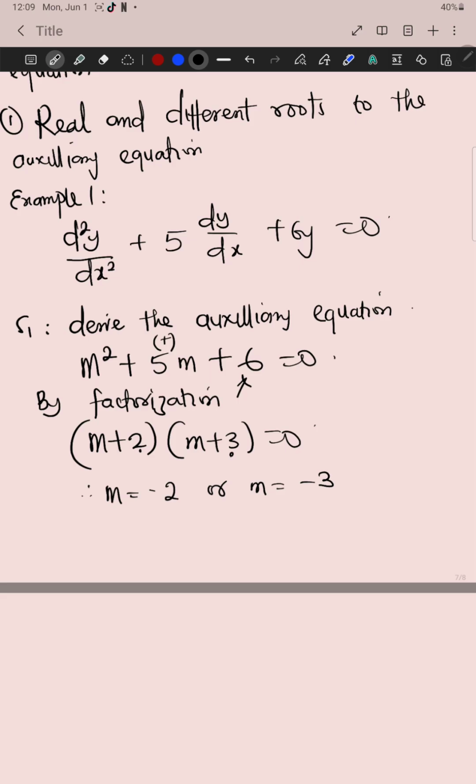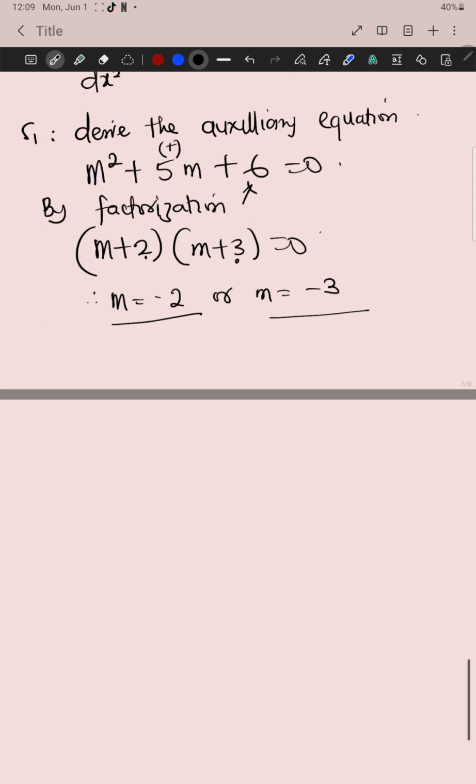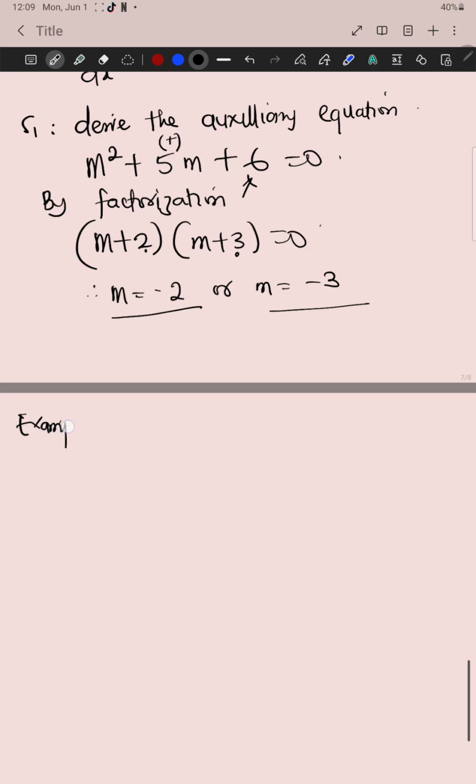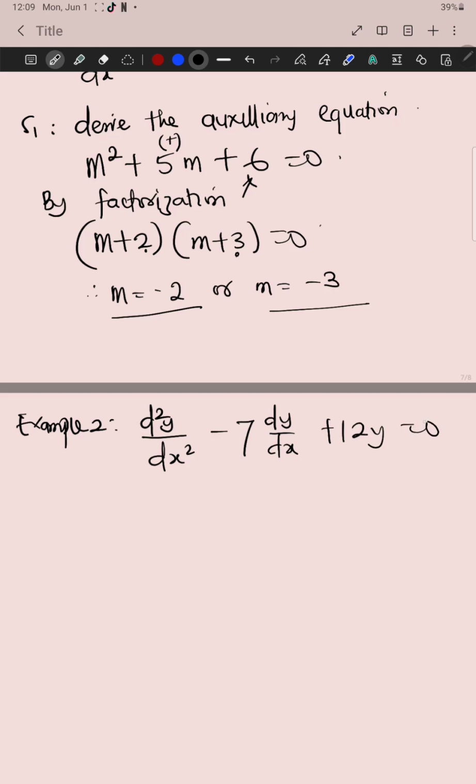Did you see that? So this is a class where you have real and different roots. Minus 2 is different from minus 3, but they are real numbers. They are all elements of the number line. Do you understand? Now let's look at another example. Example 2. d squared y over dx squared minus 7 dy over dx plus 12y is equal to 0. Now, what is the auxiliary equation here? Pause the video and try and solve it for yourself.